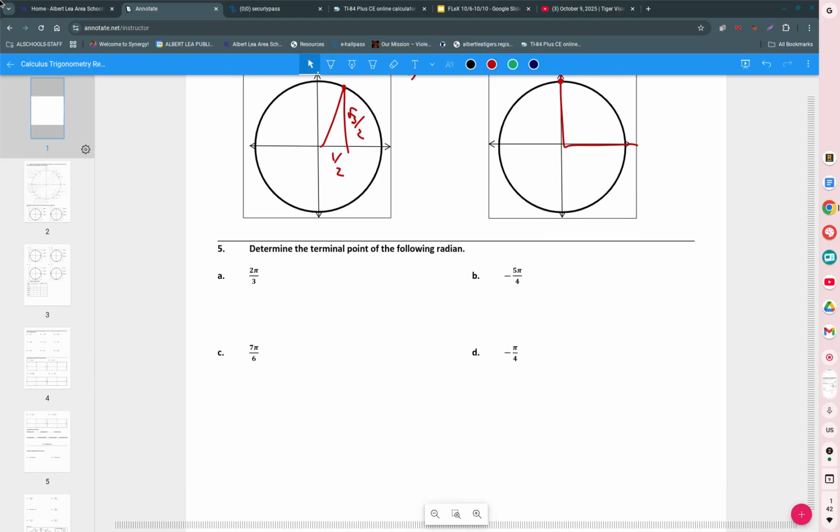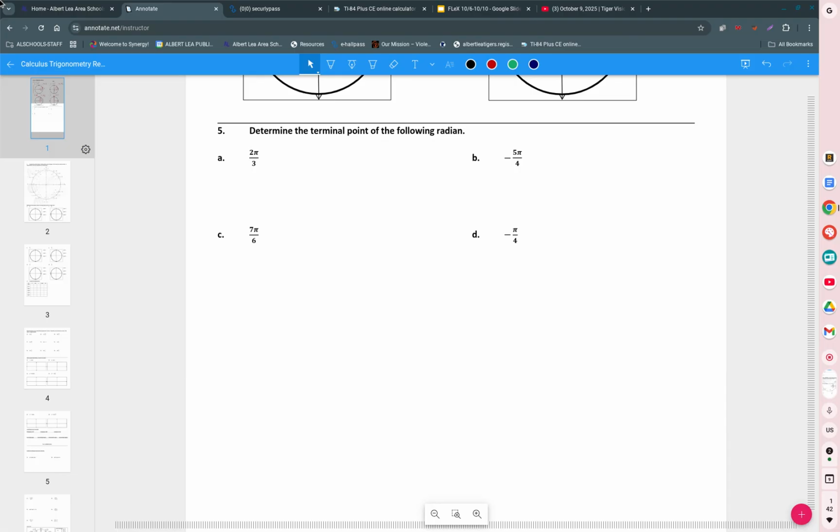So ideally what we want to be able to do is determine the terminal point given these different radians. You remember what 2 pi over 3 is in degrees? 120 degrees.